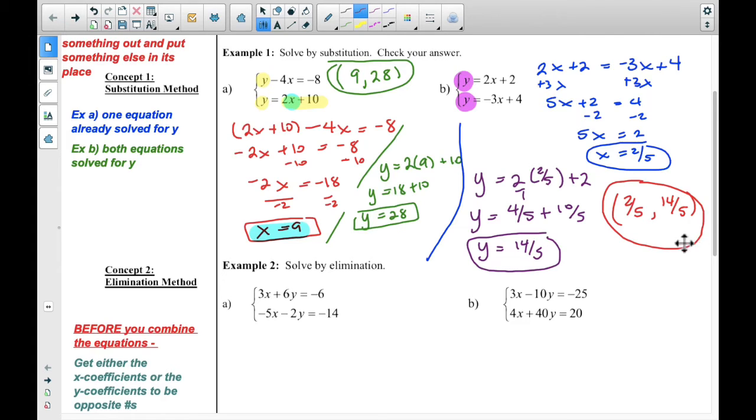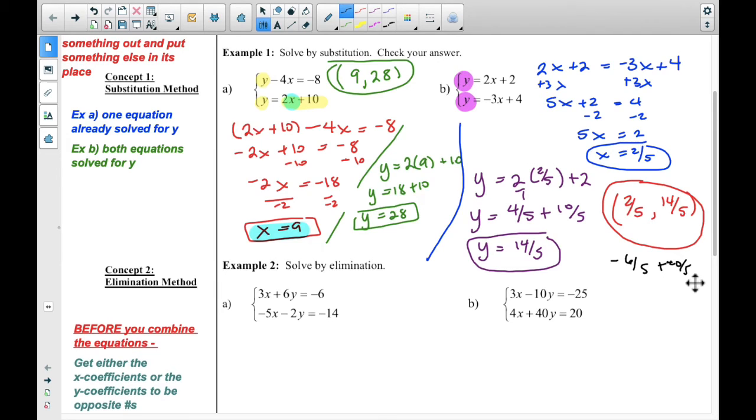We can check it. We kind of checked the x value a second ago right here. So let's go ahead and look at the y value. If I multiply -3 times 2/5, I'm going to have to show some scratch work. That's going to give me -6/5. And I'm going to add 4. Well, 4 is 20/5. And then I add that, and I do get 14/5. We got the right answer. It's a fraction. It's messy, but it's okay. That is how you do substitution.